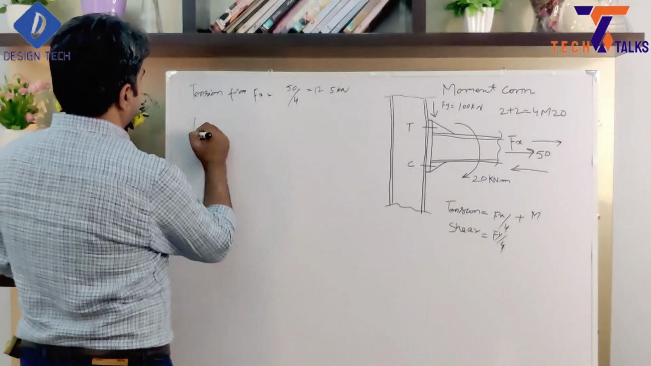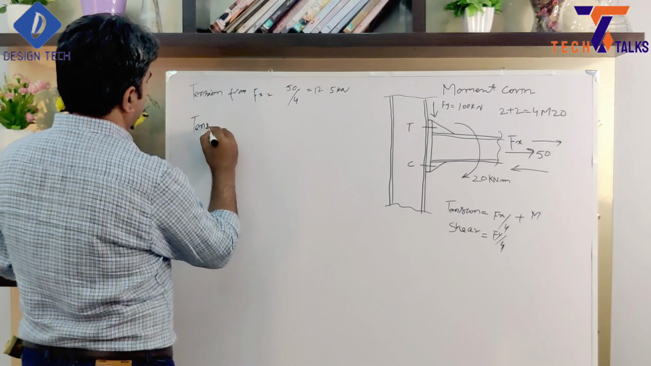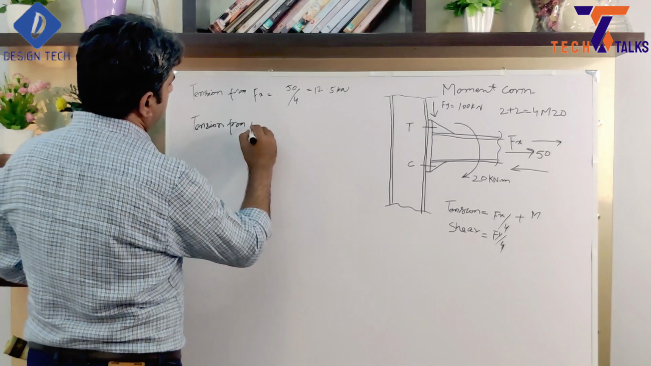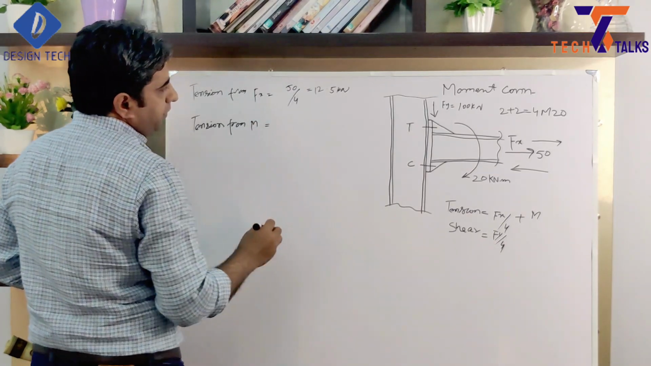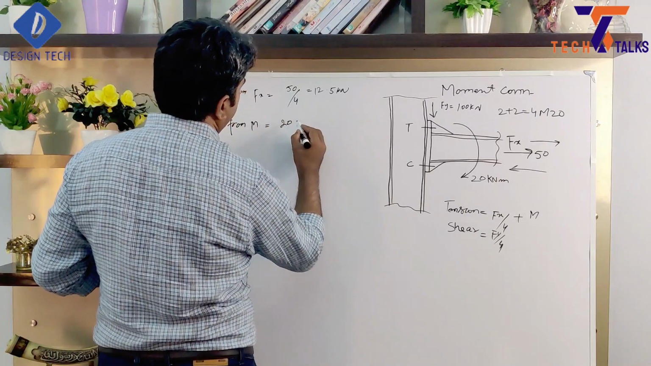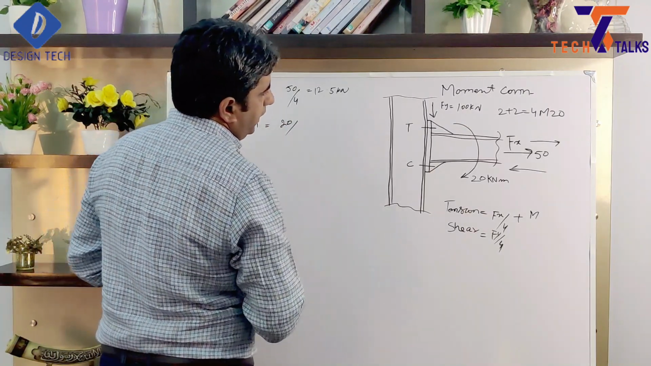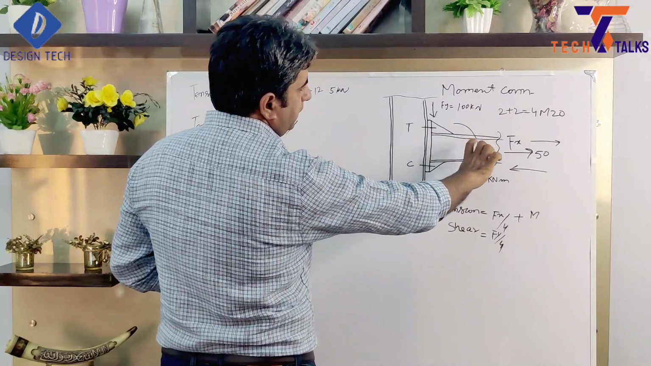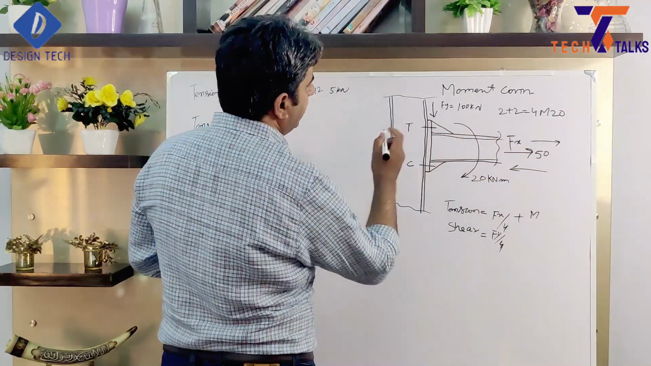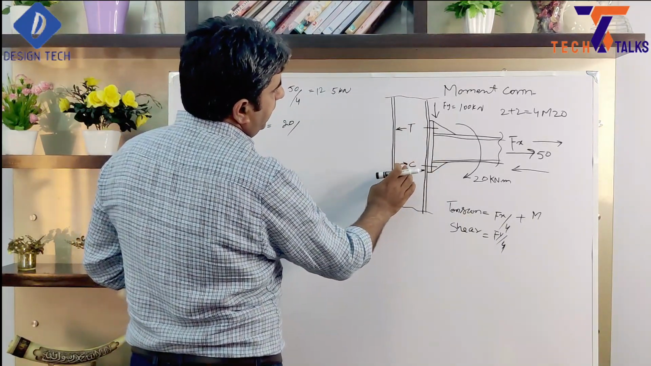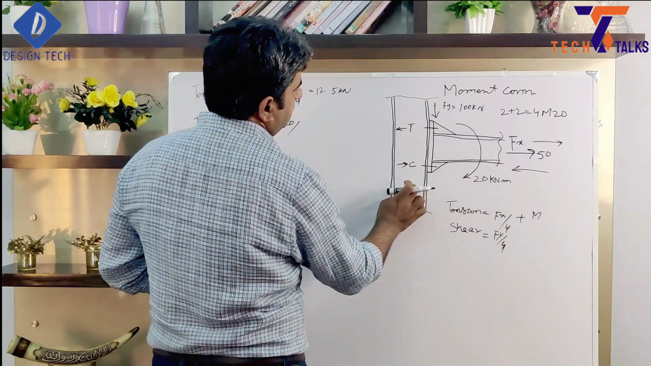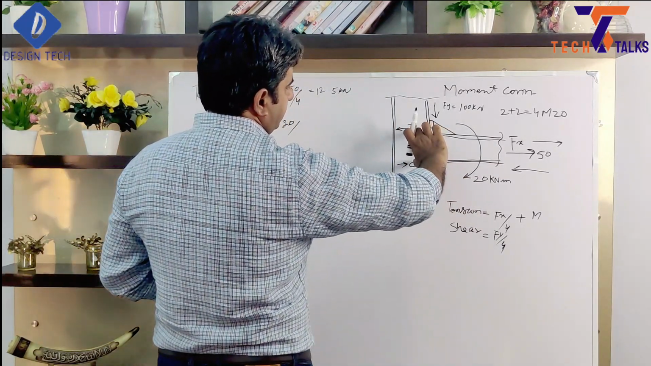So tension from moment will be 20 divided by, because this pull and push will depend on the bolts. In actual, this pull and push will depend on bolt locations, because this member is connected with this column via these bolts.